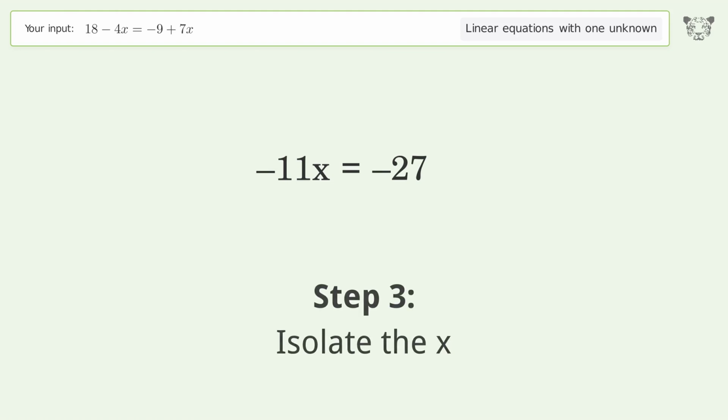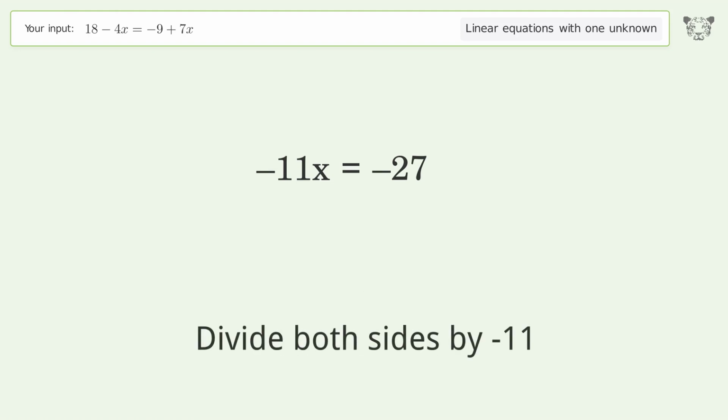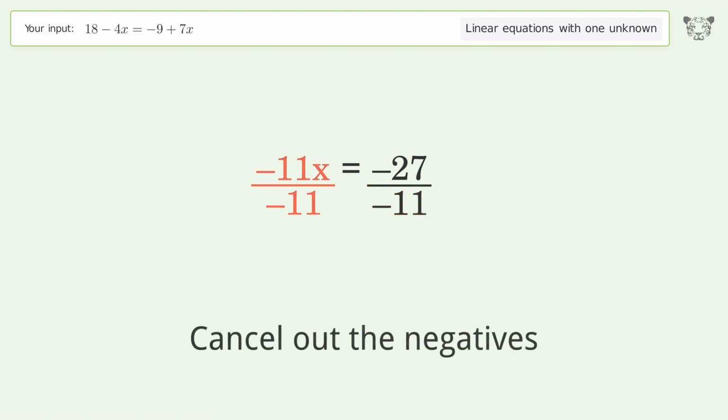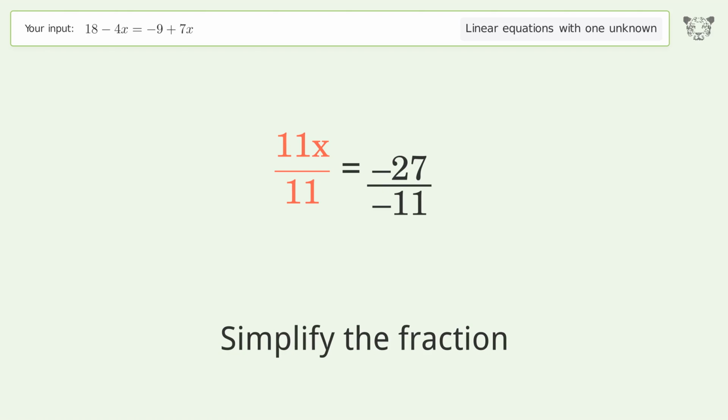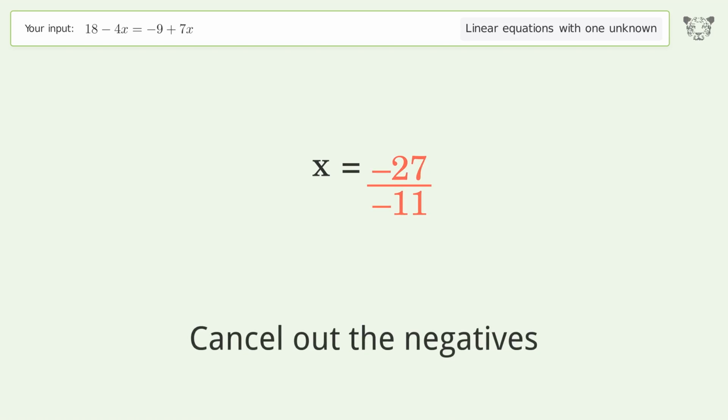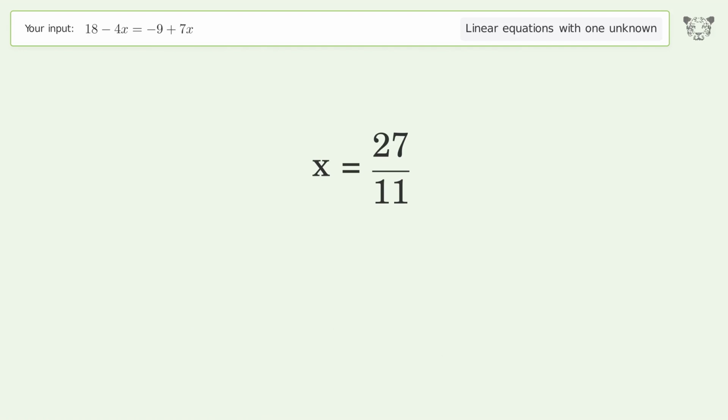Isolate the x. Divide both sides by -11. Cancel out the negatives. Simplify the fraction. Cancel out the negatives. And so the final result is x equals 27/11.